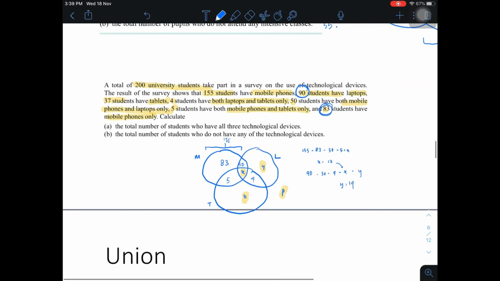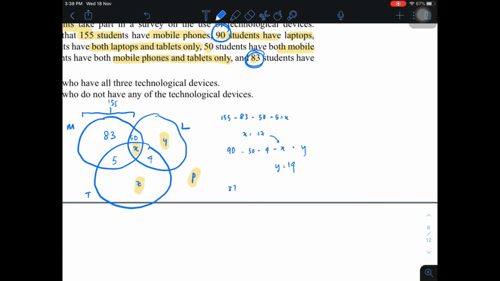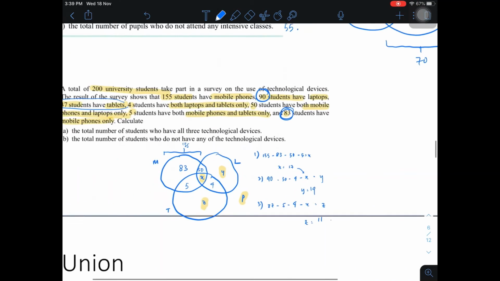We understand that 37 students have tablets, right? 37 students have tablet, meaning that 37 minus 5 minus 4 minus x, which is 17, that we know just from the first question, we will get Z. So Z is 11, right?